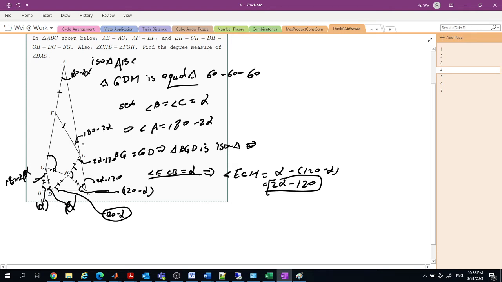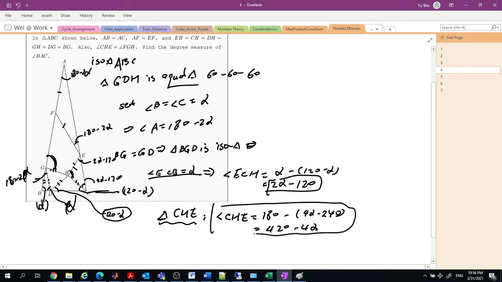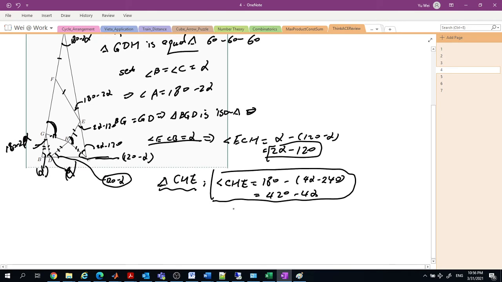Okay, now let's see. In triangle CHE, the only condition we haven't used is that this one equals this one. So we need to calculate angle CHE, which is 180 minus 4 alpha minus 240, equal to 420 minus 4 alpha. This one is the middle result we need to use.